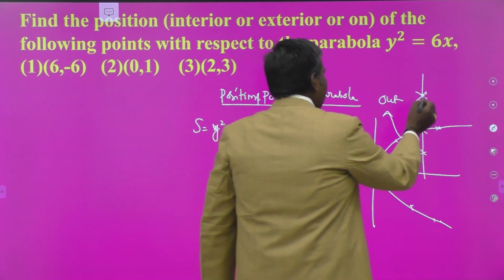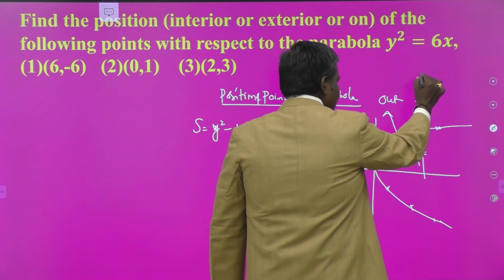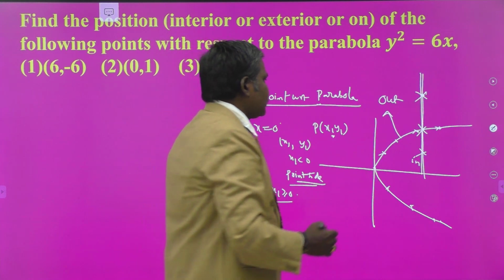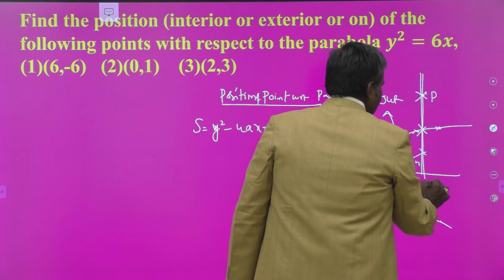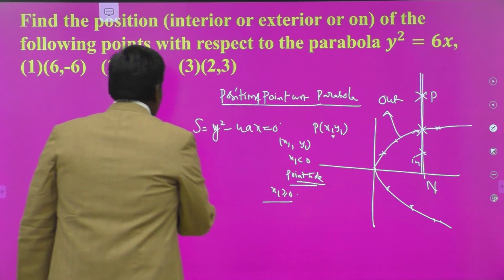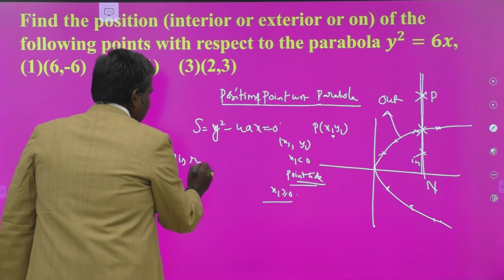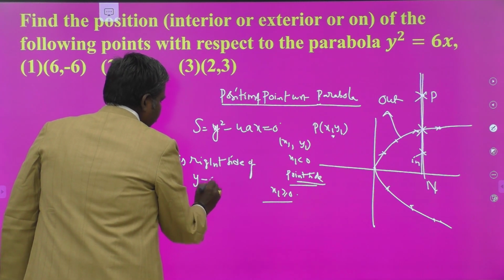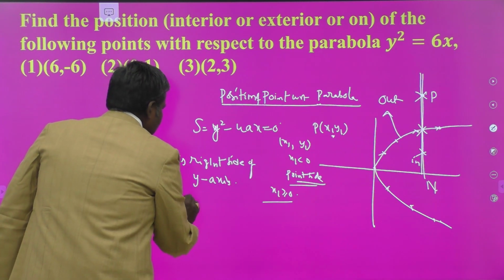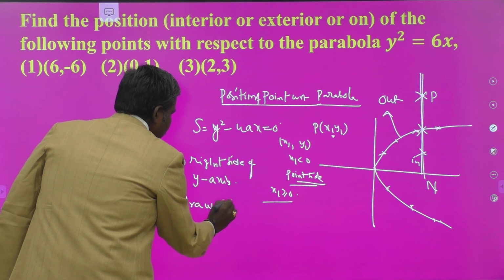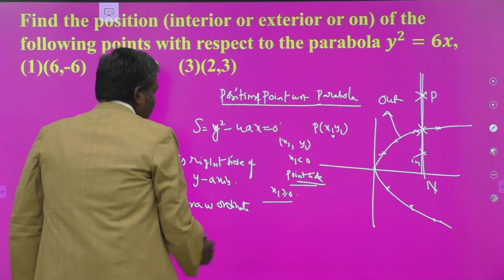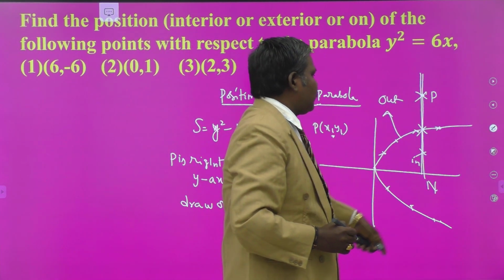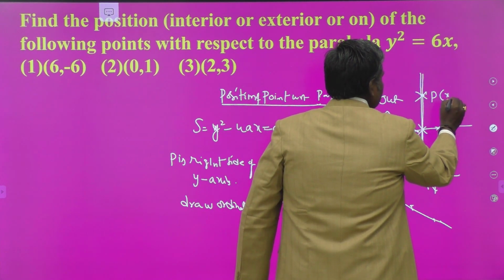So if you take any point which is on the right side of the y-axis, immediately draw one ordinate through that point. Suppose your point P is here, PN is the ordinate. P is on the right side of the y-axis. Draw ordinate PN. Now we are drawing the ordinate PN. This is my point x1 comma y1, say.